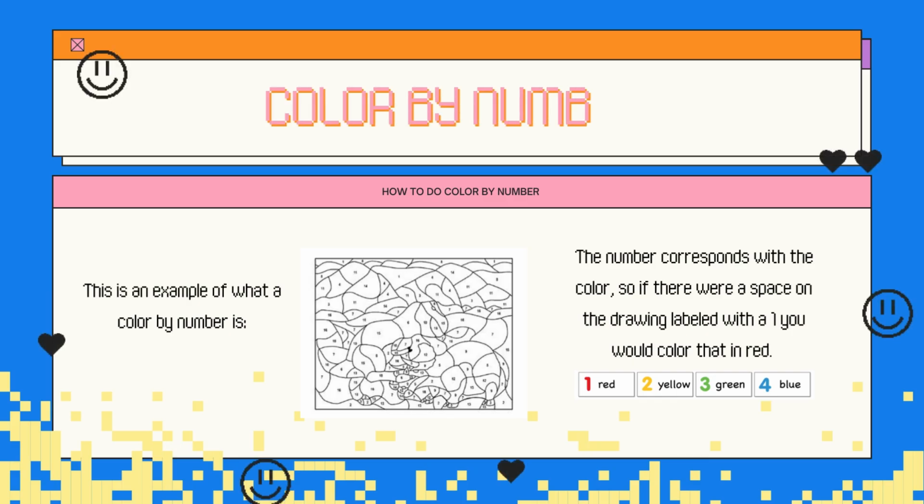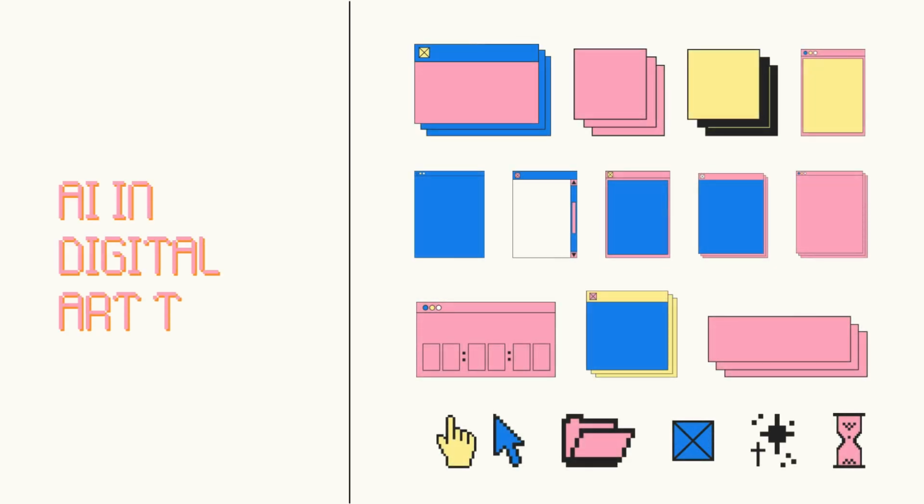Another activity we did with our participants is a color by number. This was just an interactive activity that we wanted to do. This allowed them to see that digital softwares are not the only forms of digital art and that there is much more to it.